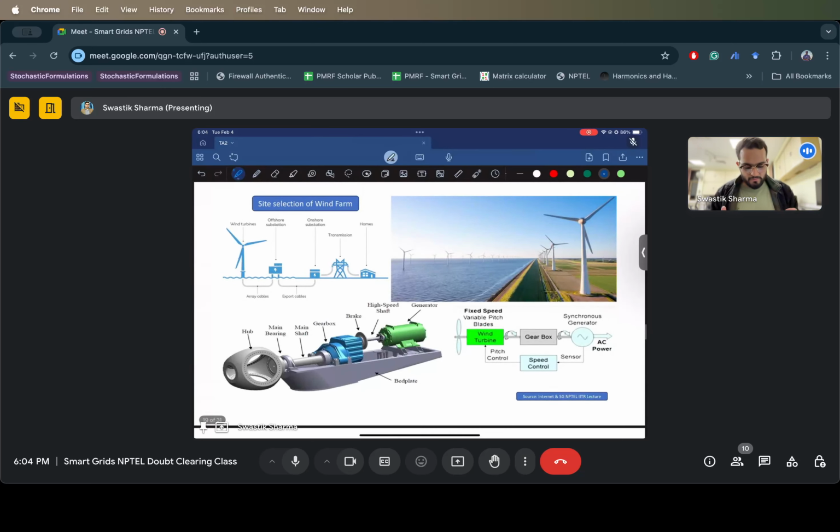A wind farm looks something like this. We can have onshore or offshore wind turbines. So recently I went to the south. I went to Kanyakumari, Rameshwaram and all.